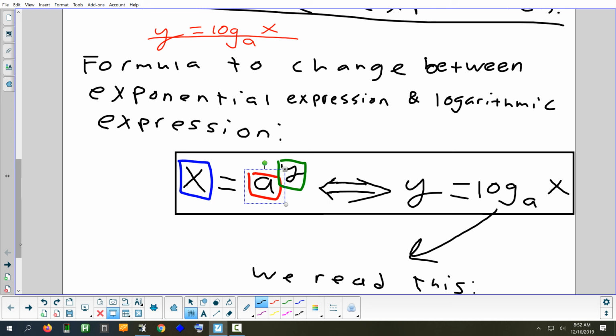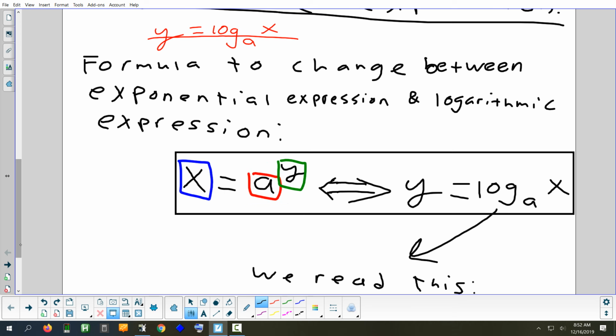Anthony, since the A is lower than the Y, what did we call the thing that was lower? I'm not sure. Want to help him out? Yeah. That's the base. It's the base, yeah.